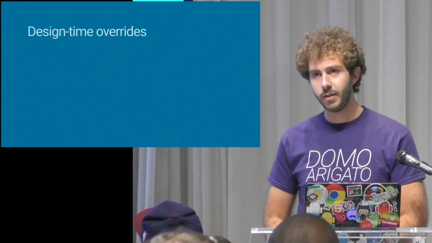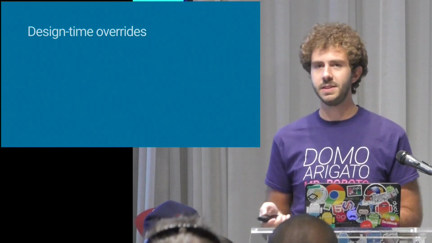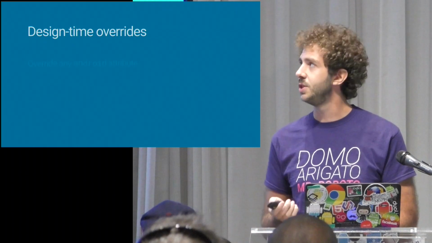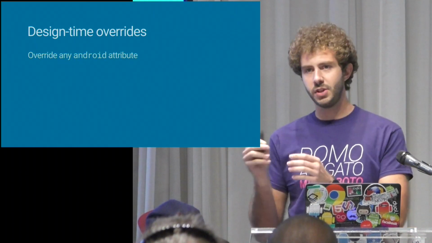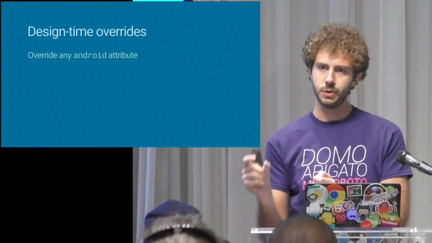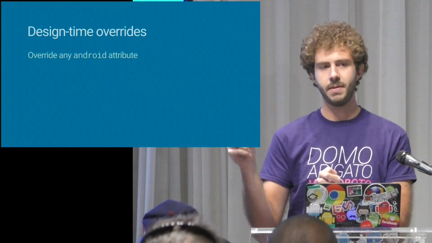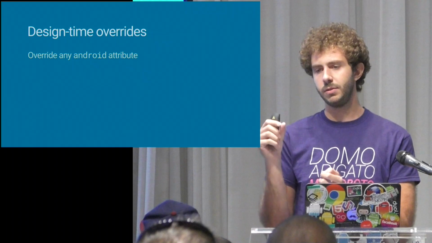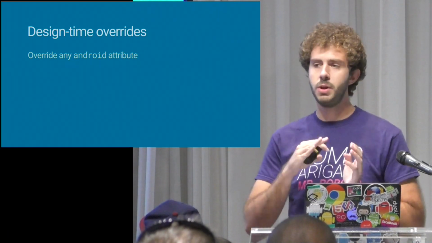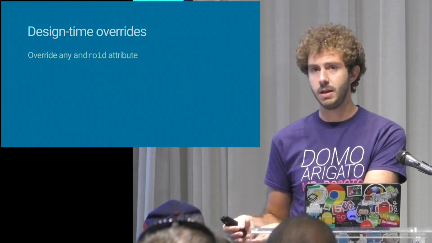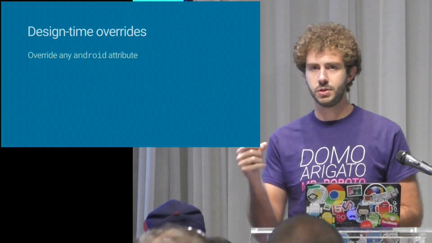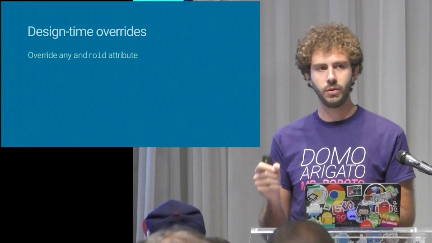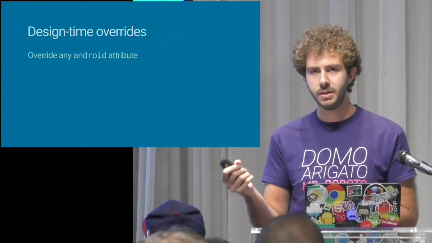Design time overrides is a fancy name for a really simple thing: you can take any attribute of the Android namespace, change the namespace from Android to tools, and whatever you specify there will only be applied to the preview in the IDE. It will never ship in the APK, which is cool because, for example, you might have some sample data that you show in text views or images that you don't want to actually bind at runtime.